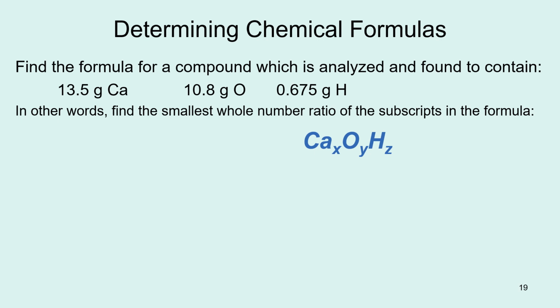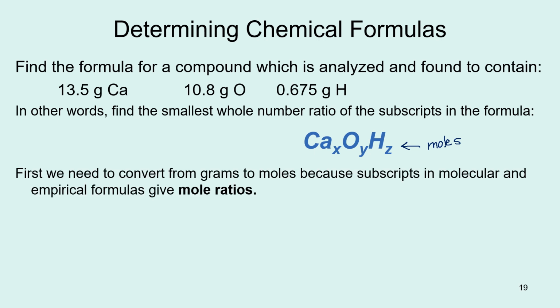All right, remember again, if we've got grams, a formula always represents moles. So what we need to do is convert from grams to moles for each of these. If we take the grams and convert it to find out how many moles each is, then we have our mole ratio. So let's do that. If I take 13.5 grams of calcium, 1 mole of calcium is 40.1 grams. Again, that's from the periodic table. That gives me 0.337 moles.